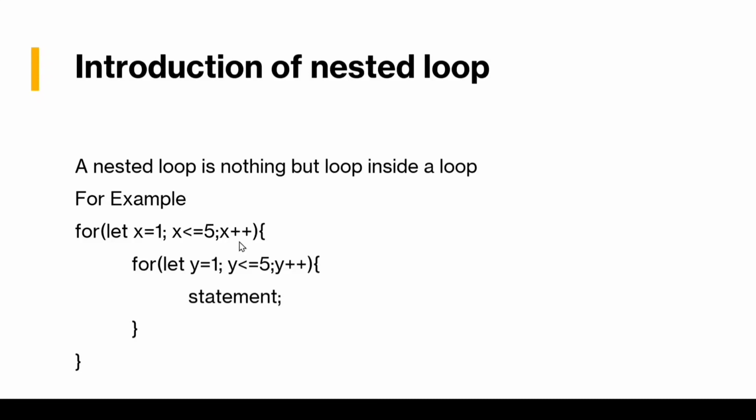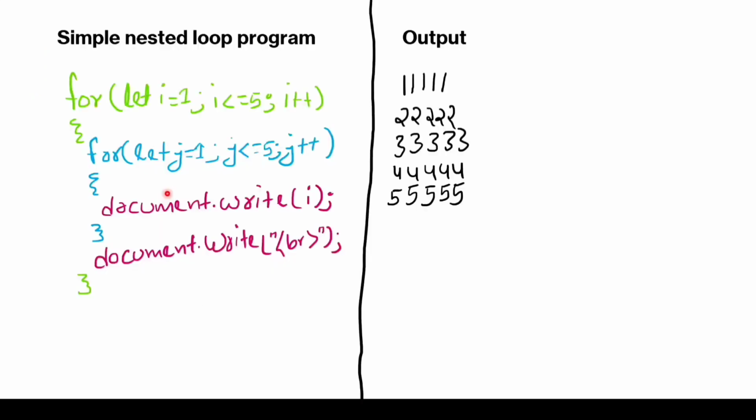For example, here we have a for loop with variable x and then we have the condition 5 and then we increment. Okay, and inside this for loop we have another for loop with variable y, then we have the same condition, less than or equal to 5, then increment, then we have one statement.